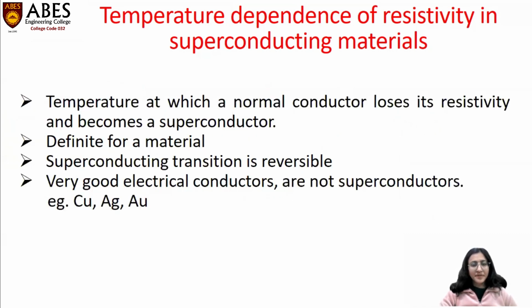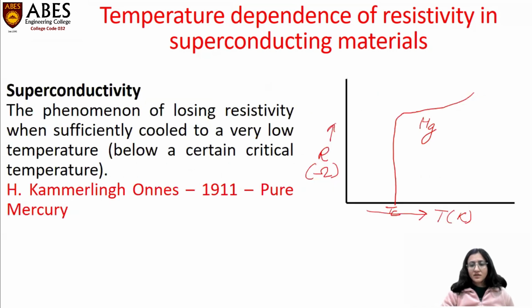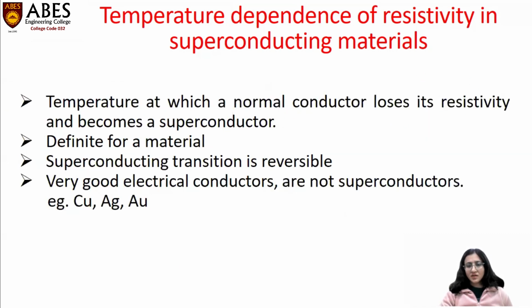The critical temperature is the temperature at which a normal conductor loses resistivity and becomes a superconductor. It is definite for a material; from material to material, this value changes. The superconducting property is reversible. If we reduce the temperature below critical temperature, resistance is zero. Now, if temperature is again increased to room temperature, the resistance reappears. So this is not a fixed process. As the temperature is increased or decreased, the material goes back and forth between the normal and the superconducting state.